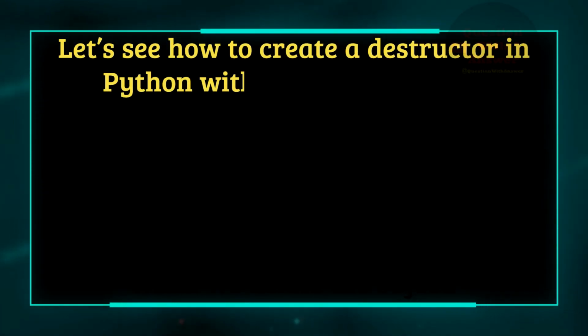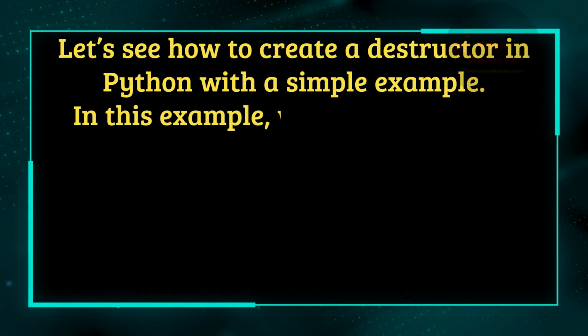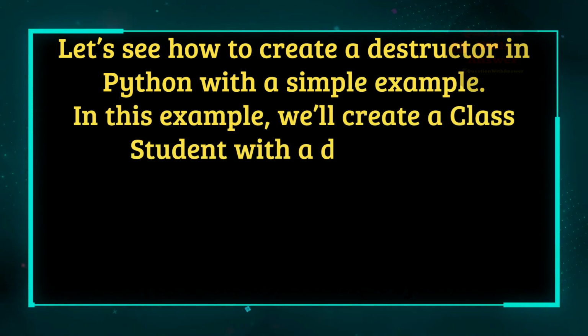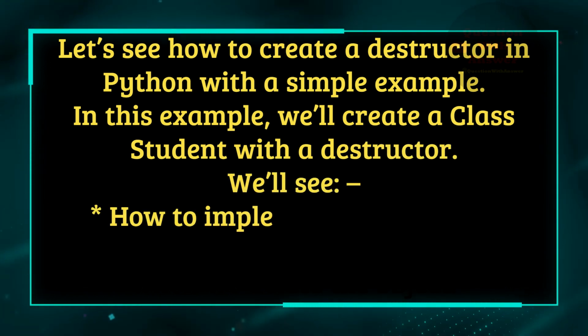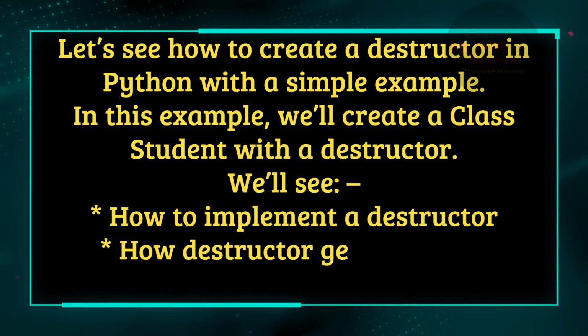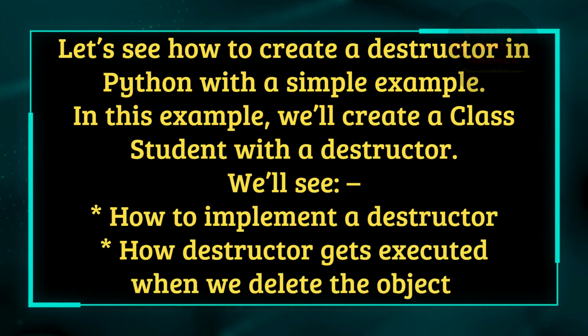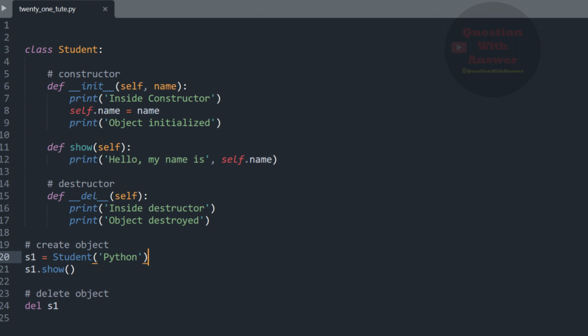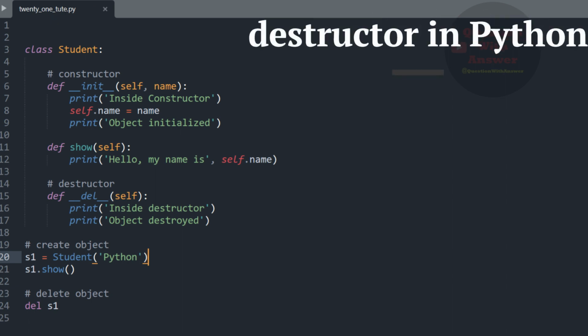Let's see how to create a destructor in Python with a simple example. In this example, we'll create a class Student with a destructor, and we'll see how to implement a destructor and how the destructor gets executed when we delete the object. This is the example of how you can implement a destructor in your Python class. In this example we have created an object of class Student, and after calling the show method, we're deleting the object using the del keyword. Once object s1 gets deleted, the __del__ method gets called automatically.